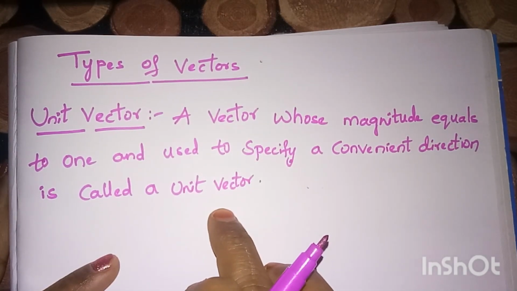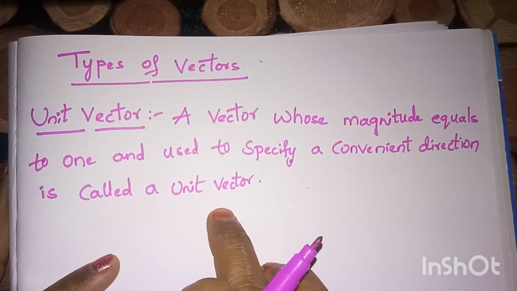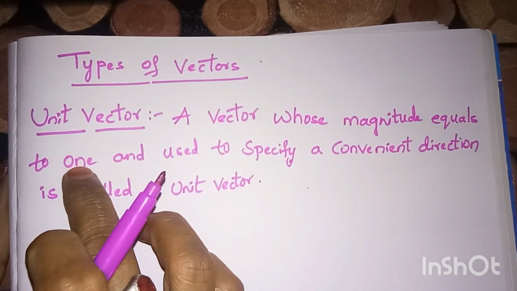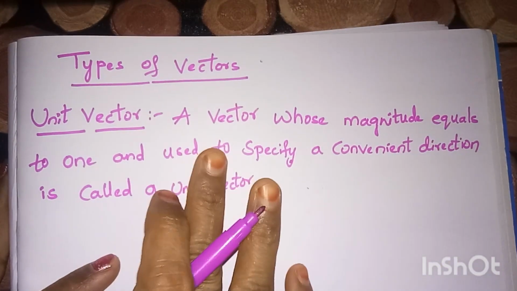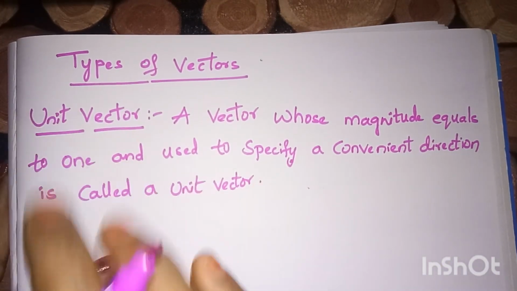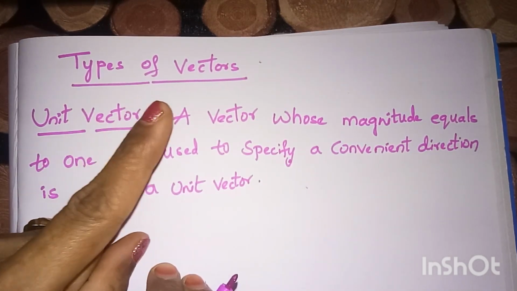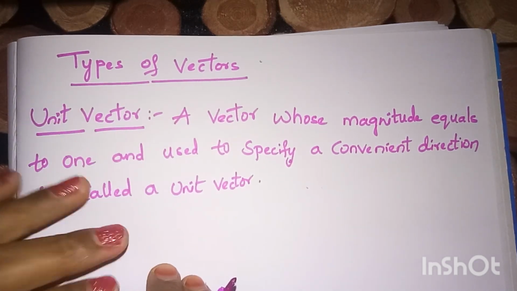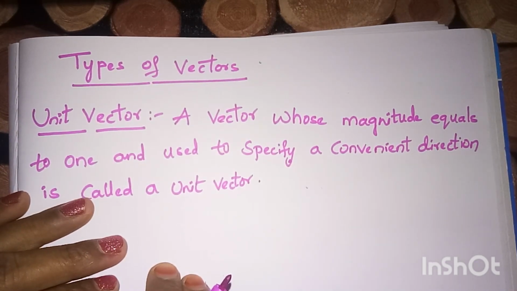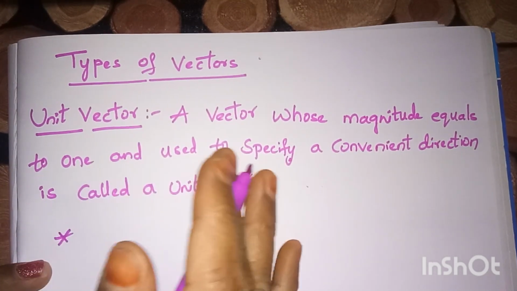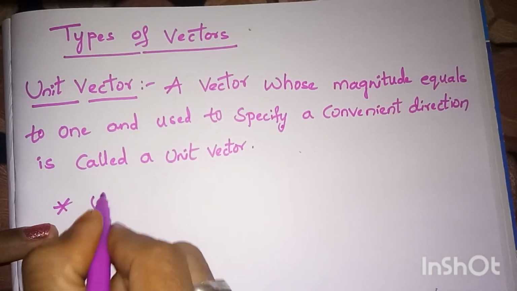As we all know, a vector means having magnitude and direction and should obey the law of vector addition. But a unit vector means the magnitude should be equal to 1. And this unit vector is mainly used to specify the direction of a vector. So the magnitude of the given vector should be equal to 1 and this unit vector is used to specify the direction of a given vector. And this unit vector has no units and no dimensions.